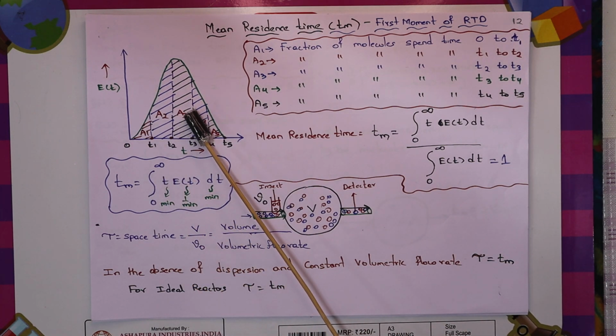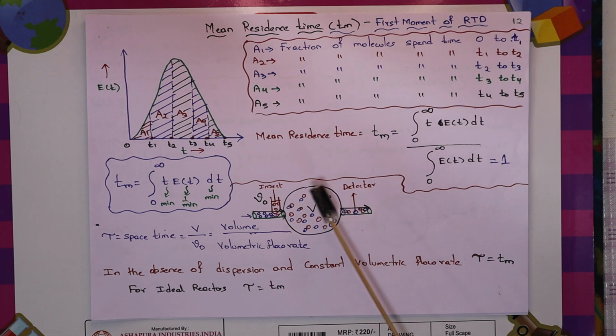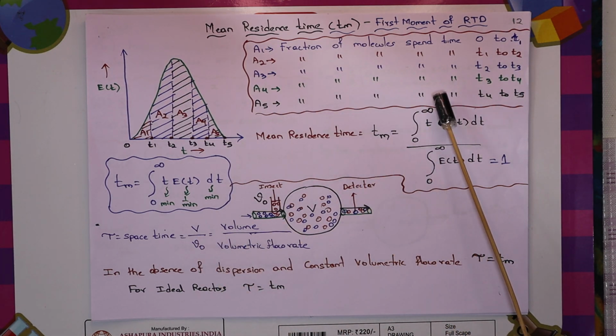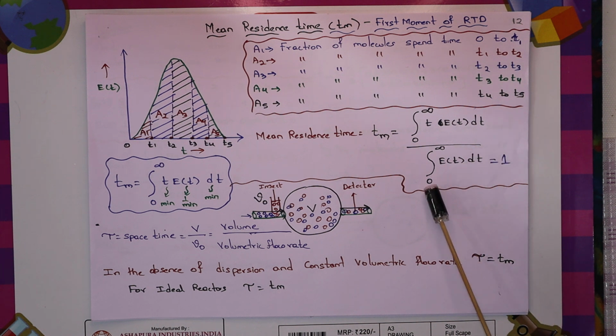That means if you have done the tracer curve experiments in this particular reactor, that is a non-ideal reactor, then we are going to evaluate the average time spent by the molecules. So mean residence time is integral 0 to infinity t into E of t dt divided by integral 0 to infinity E of t dt. This is the formula, but we already know that integral 0 to infinity E of t dt equals 1, because the area under the E of t curve will be equal to 1. So let us move ahead.